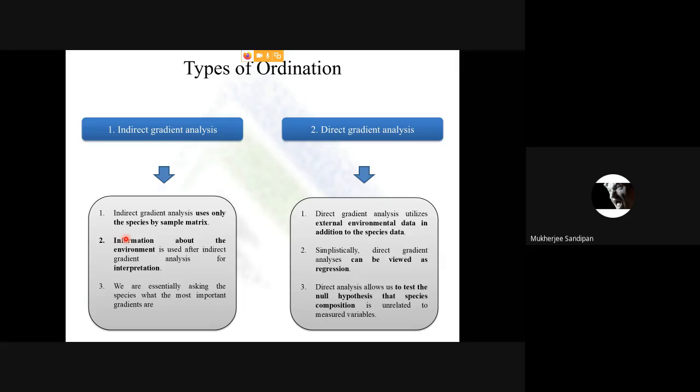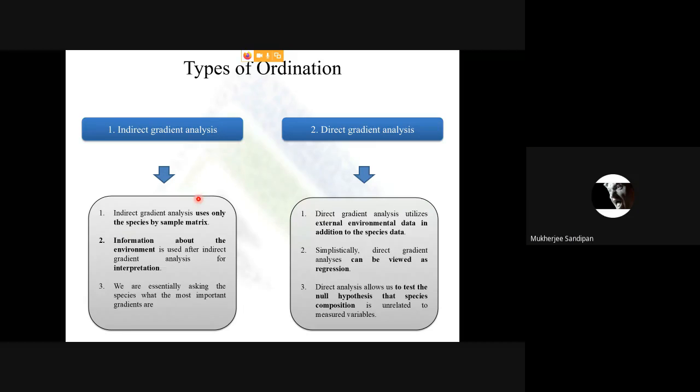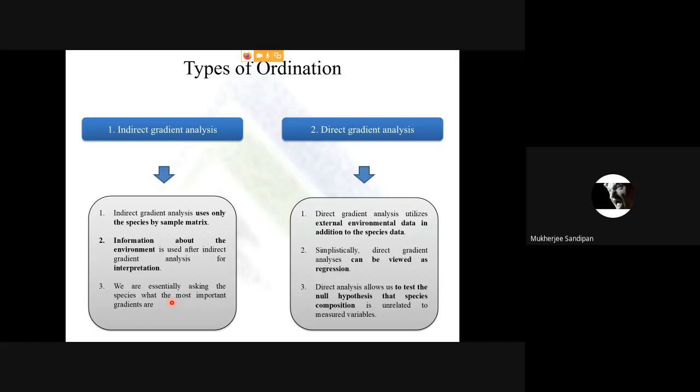Now, what are the different types of ordination? The types of ordinations are indirect gradient analysis and direct gradient analysis. Indirect gradient analysis uses only the species by sample matrix. Information about the environment is used after indirect gradient analysis for interpretations, and we are essentially asking the species to tell what are the environmental parameters that you actually prefer.